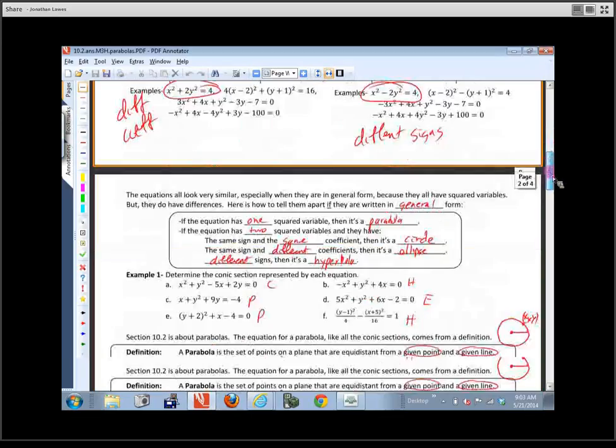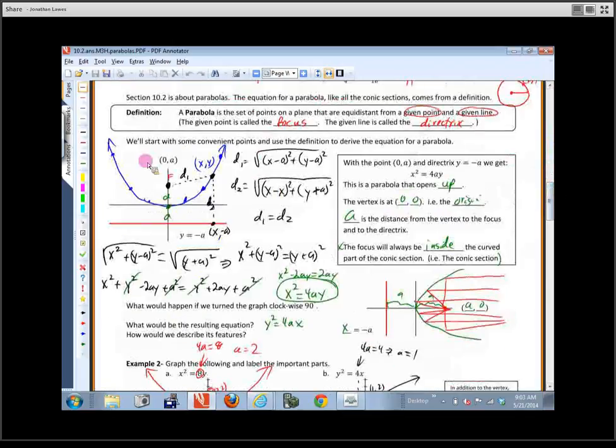We went through and we used the definition to come up with this. Again, we've got this defined point, this given point right here, and we've got this defined line right here. These come from the definition. That line is called the directrix, and that point is called the focus. The focus is always inside the curved part of a conic section. This point right here, the one that's smack dab in the middle between the point and the line, that's the vertex. It turns out to be the vertex of the parabola.